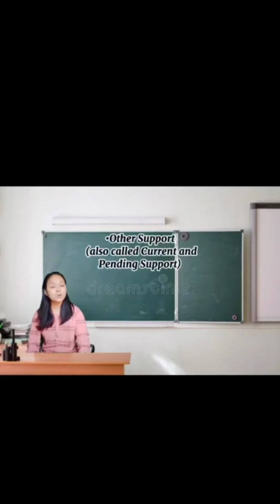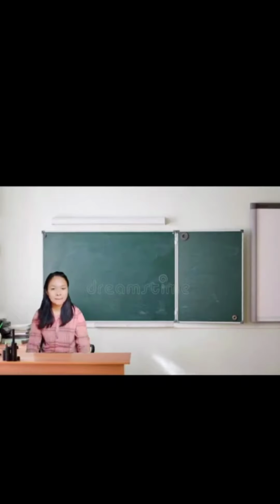Next is the other support. It is also called current and pending support. Under this, you can indicate the key personnel's current and pending projects, including this one: granting agency, project title, amount awarded or requested, project period, percent of effort committed by the individual, and project location. Some grantors also require a brief description of the project.